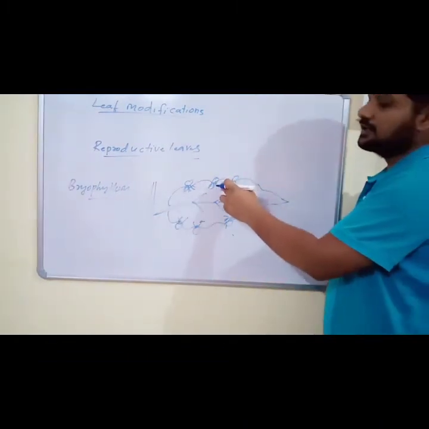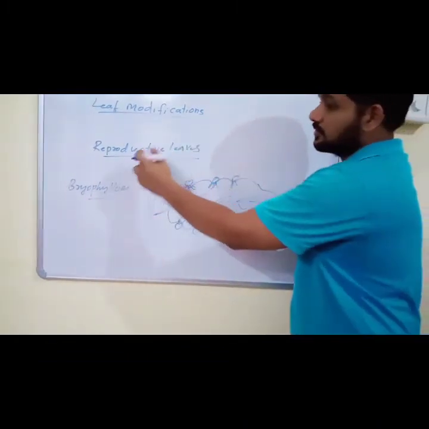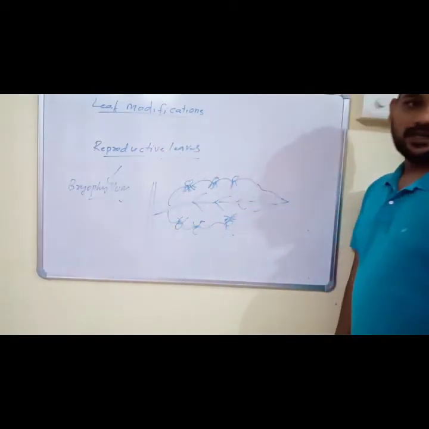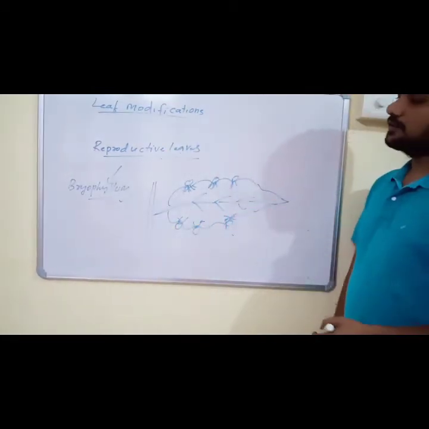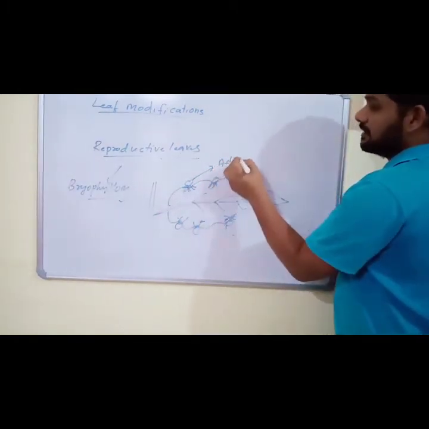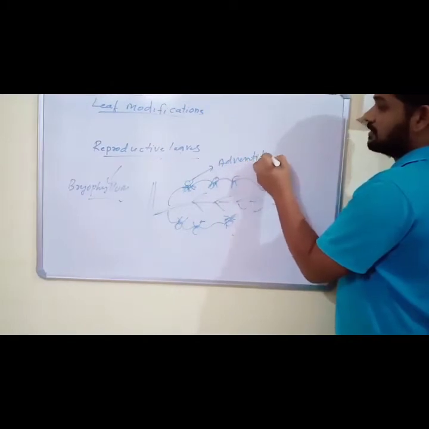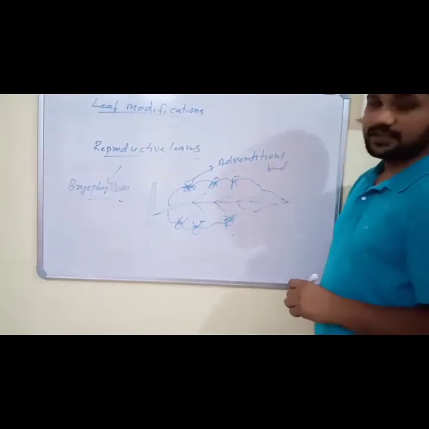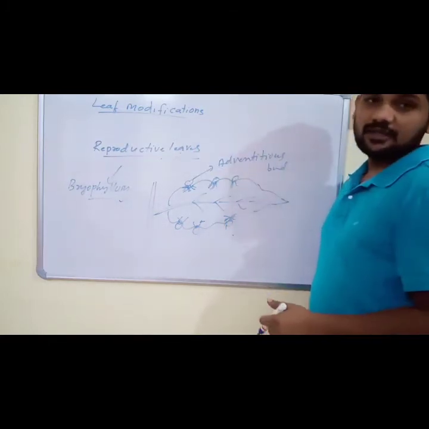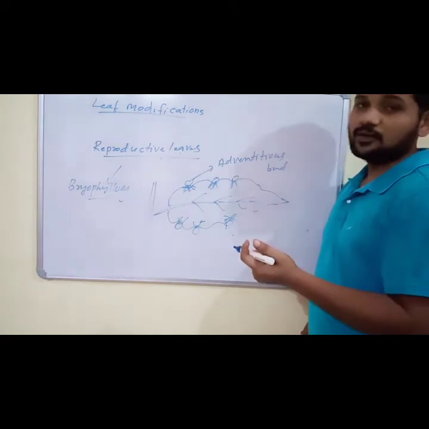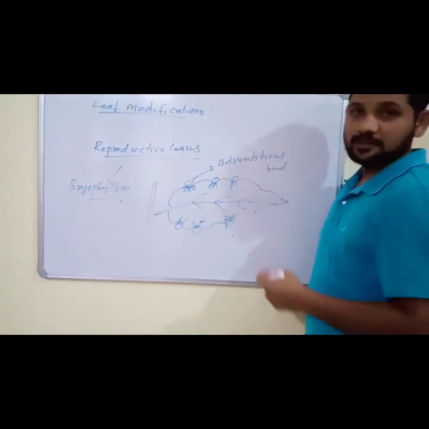Leaves which take part in vegetative propagation or reproduction are called reproductive leaves. Reproductive leaves are usually present in bryophyllum. In bryophyllum, the notches of leaves contain many adventitious buds, and these adventitious buds take part in vegetative propagation. So these are the various types of leaf modifications: leaf tendrils, spines, phyllodes, insectivorous leaves and reproductive leaves.